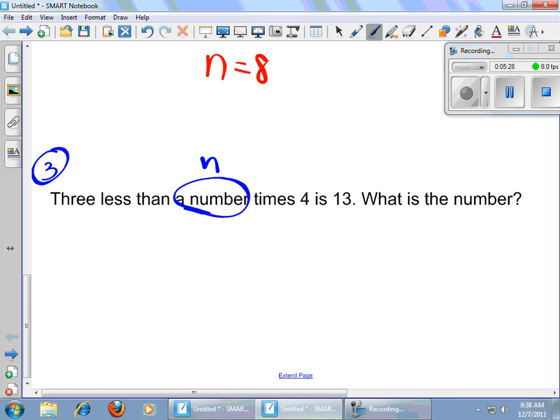You can use any variable you want except for o, because we can't tell if it's an o or a 0. I need to multiply by 4. So that'll become 4n, right? Now jumping over here to the beginning, it says 3 less.